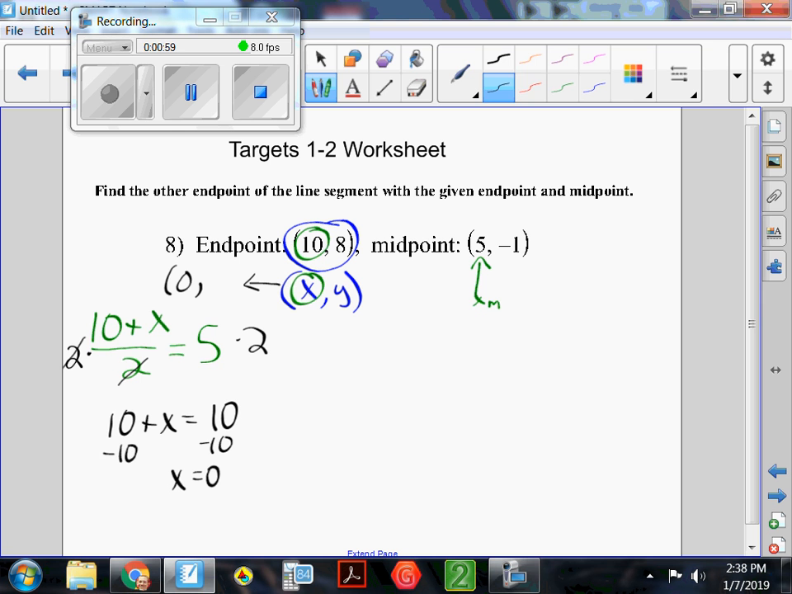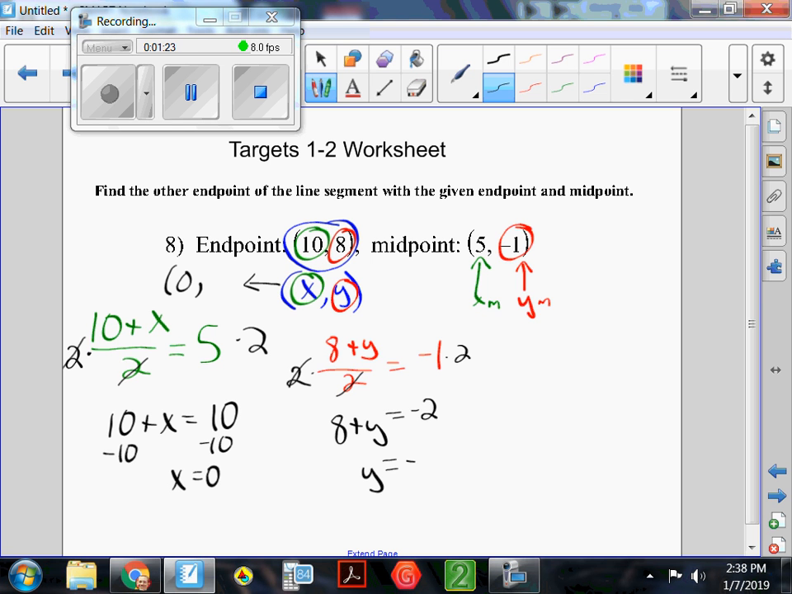Then if I take the y values, 8 plus y divided by 2, and set that equal to the y value, -1, of the midpoint, I can find the y value that makes that work. So multiply both sides by 2. 8 plus y equals -2. Subtract 8 and y equals -10. So my other endpoint should be at (0, -10).